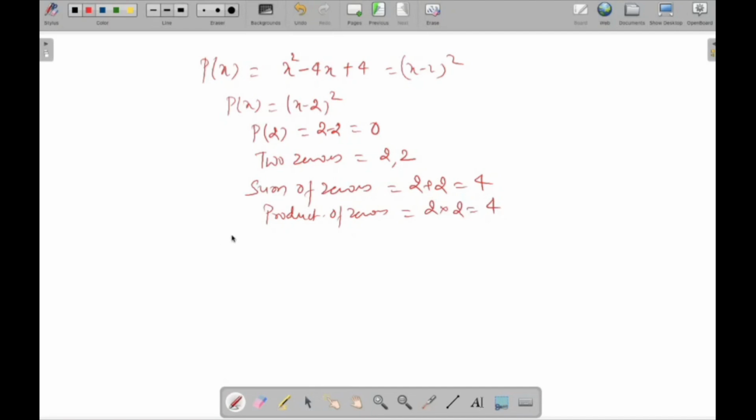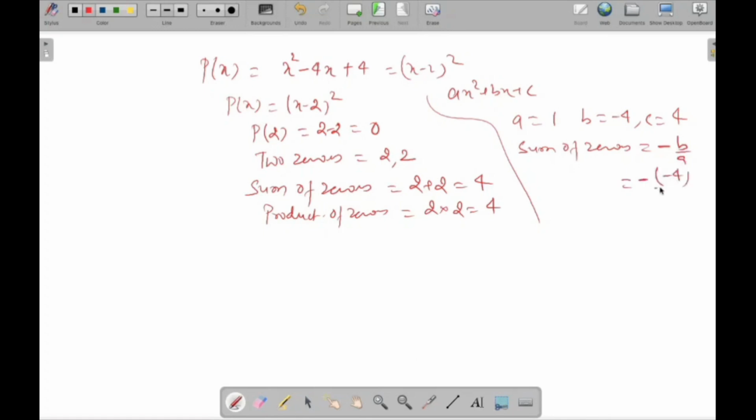And if I use the formula and try to compare it with ax square plus bx plus c, I get a equals 1, b equals minus 4, and c equals 4. And according to the formula, the sum of zeros is equal to minus b by a. And here minus of b is minus 4, a is 1, so I get 4.